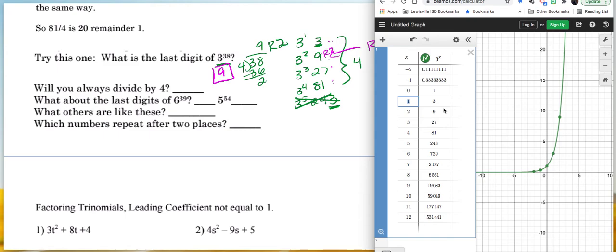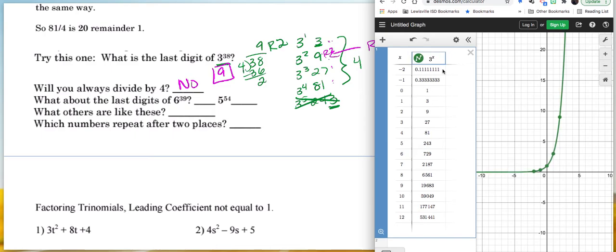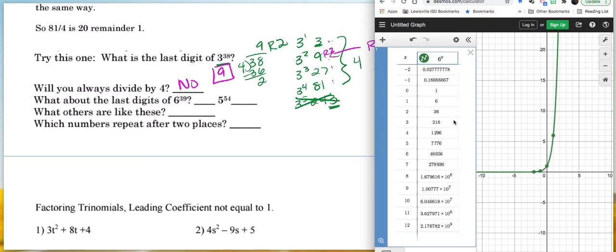Now, do we always divide by 4? The answer to that is no. Here they're asking about, what happens if it's 6 or 5. If we replace this with a 6, you can see that, again, start at just the 1 here. 6 is the end of every row. So 6 to any power ends in a 6.